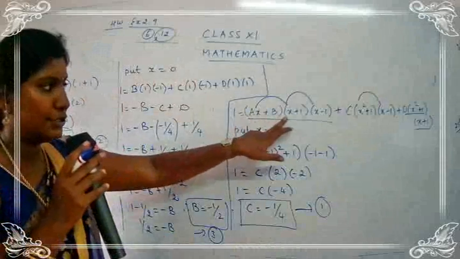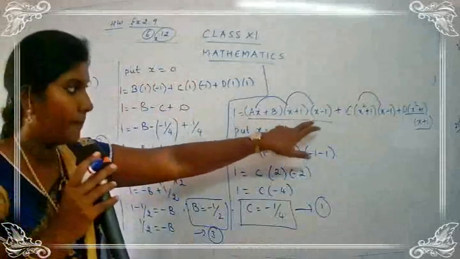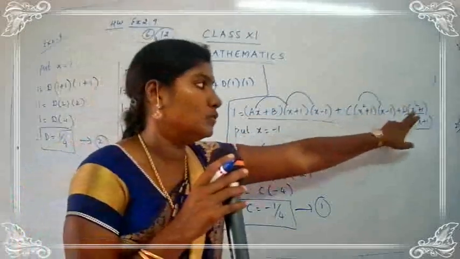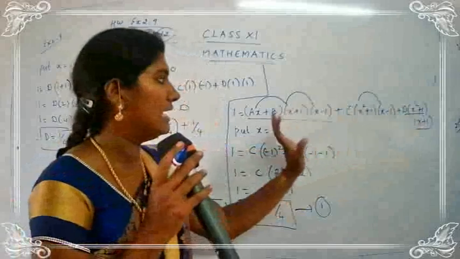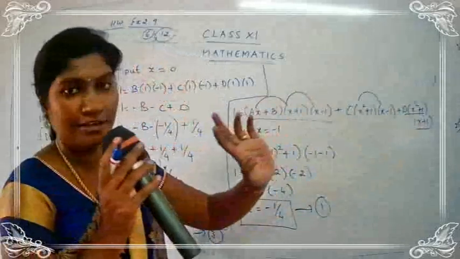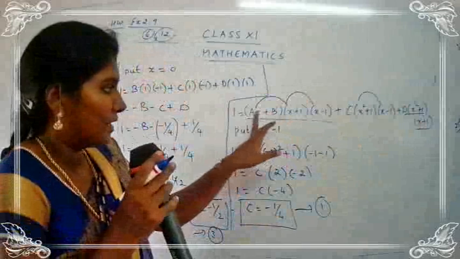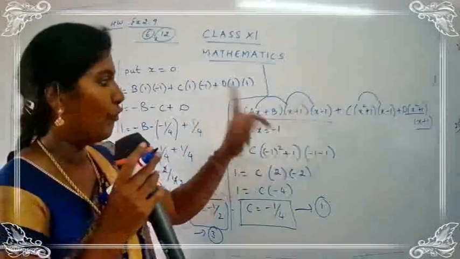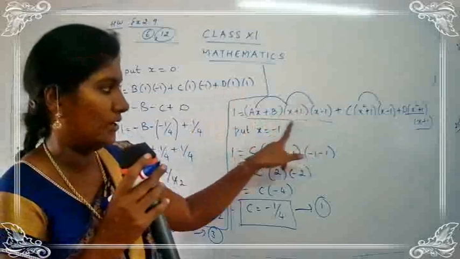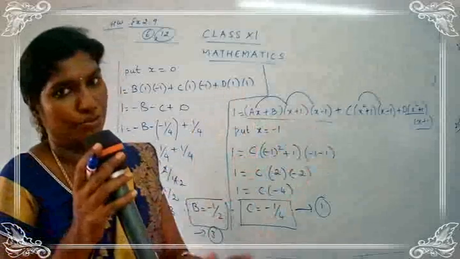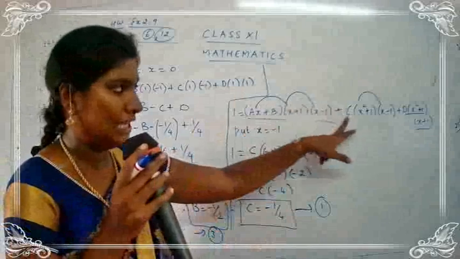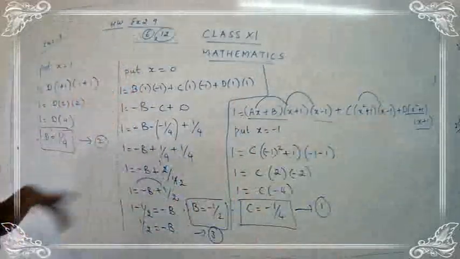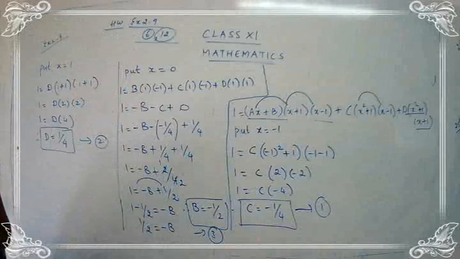x into x into x, x cube. x square into x, x cube. x square into x, x cube. So mostly all the terms are having x cube except b. See, if I multiply for a, I'll get x into x into x, so x cube. For b, x into x only. So for b only the power is 2. And for a, for c, for d, the powers are 3. So write down the statement here. I'll rub the part over here.